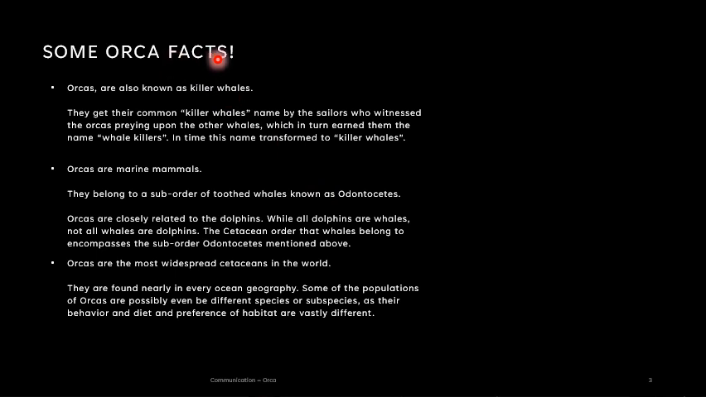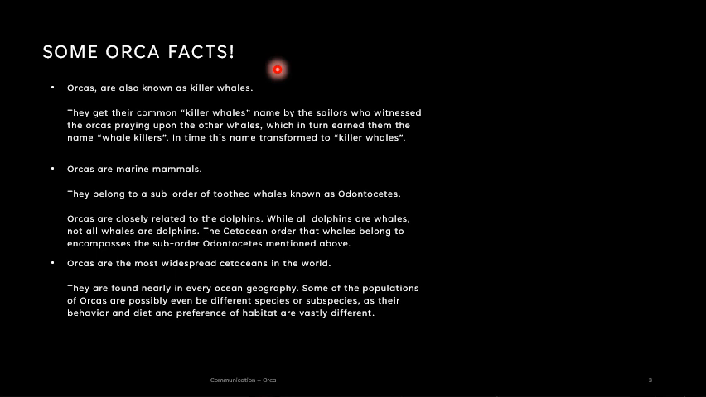Okay, some orca facts. Orcas are better known as killer whales. They get their name because there are some orcas, not all the orcas, but most of them, that attack other whale species, whales and dolphins. When the sailors saw this, they named these creatures who attack other whales and dolphins whale killers. And in time, the name turned into killer whales.